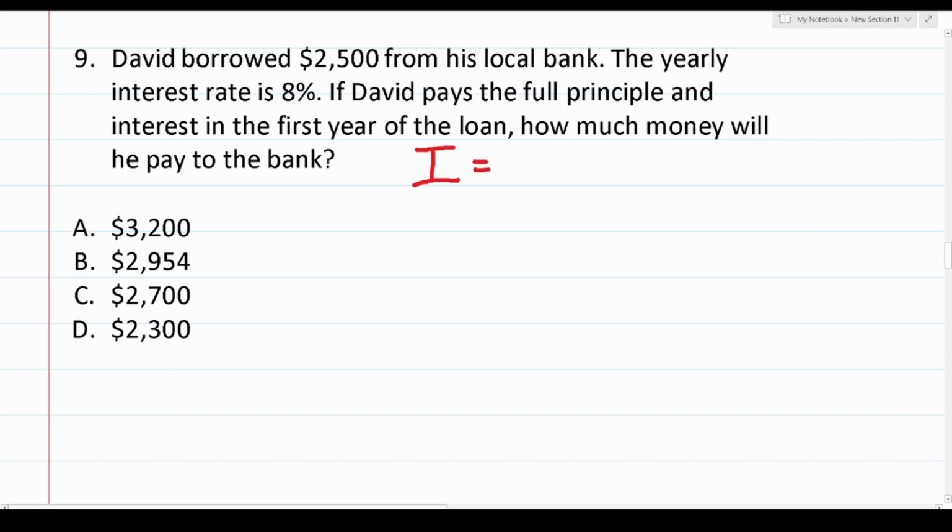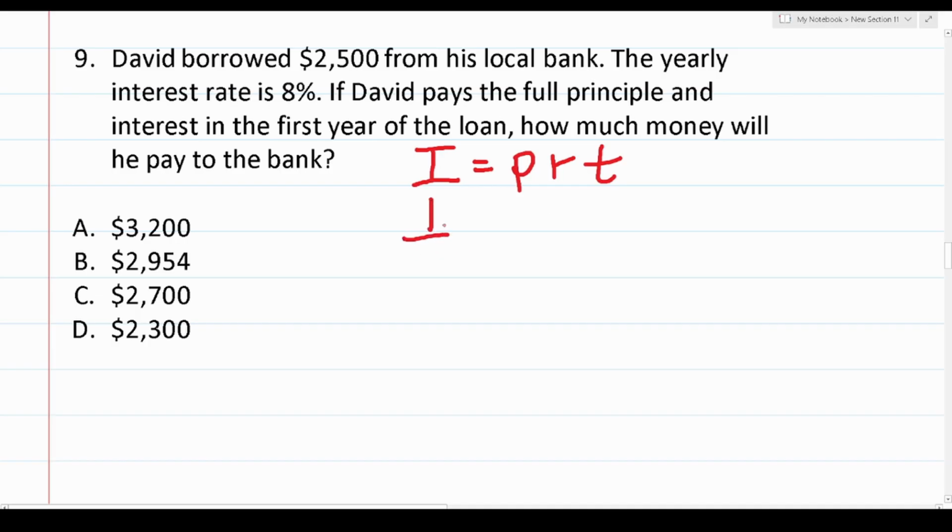interest equals P times R times T, where P stands for principal. That's the amount you borrow in total. R stands for rate or interest rate, and that's always in decimal form. And T stands for time. So to answer this one, we have to figure out how much interest he owes for his 1-year loan, and then we'll add that to principal. So let's go ahead and do that.